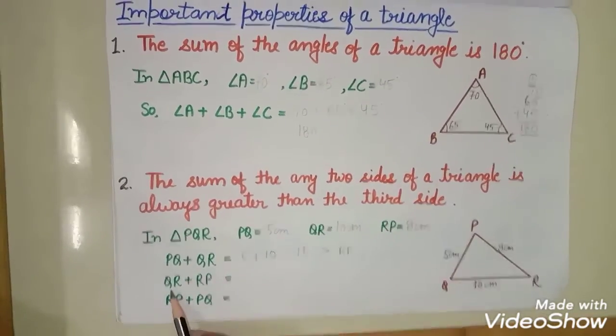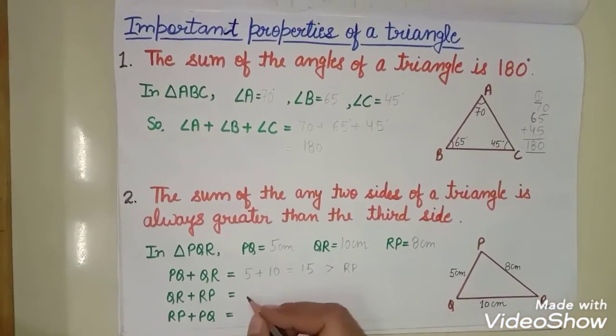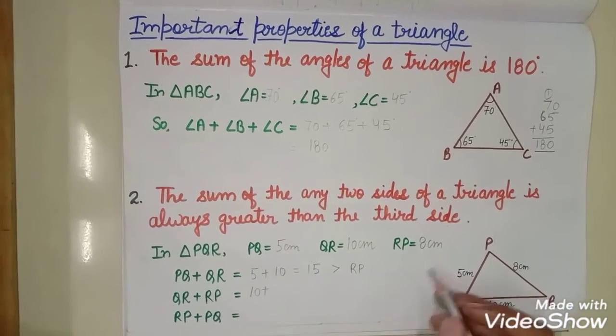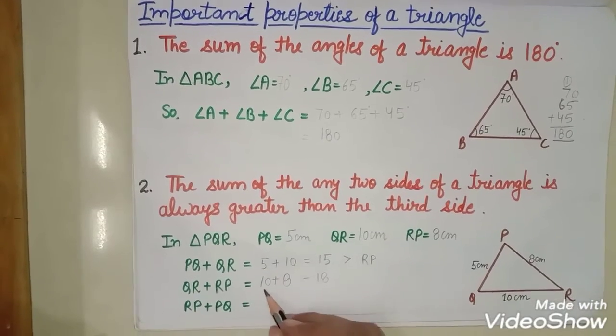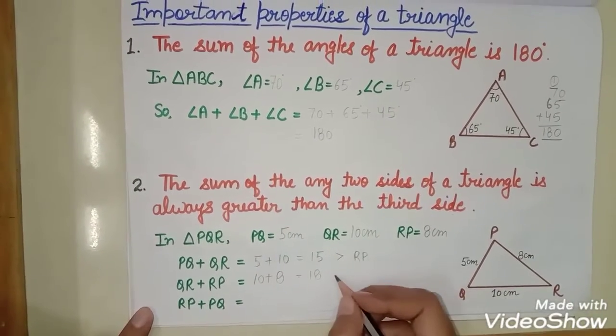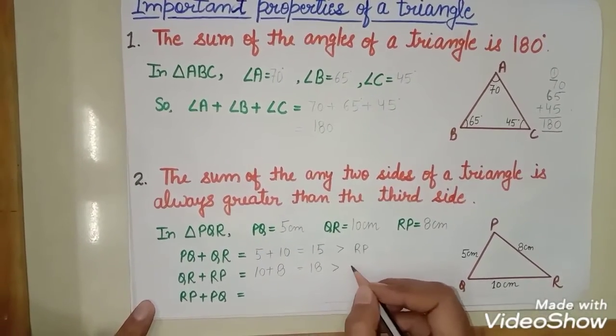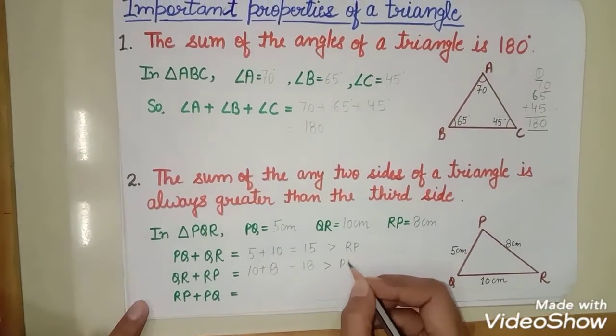Okay. Now QR plus RP, QR is 10 and RP is 8. 10 plus 8 is 18. और साइड कौन सी बची है आपकी बार? PQ, that is 5. So this is also greater than PQ.